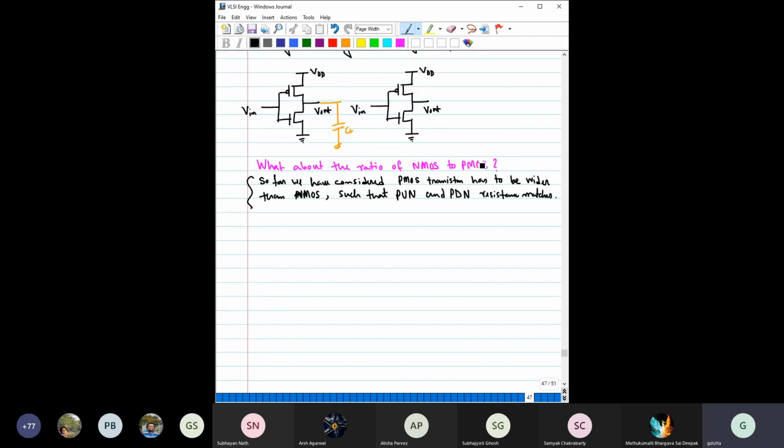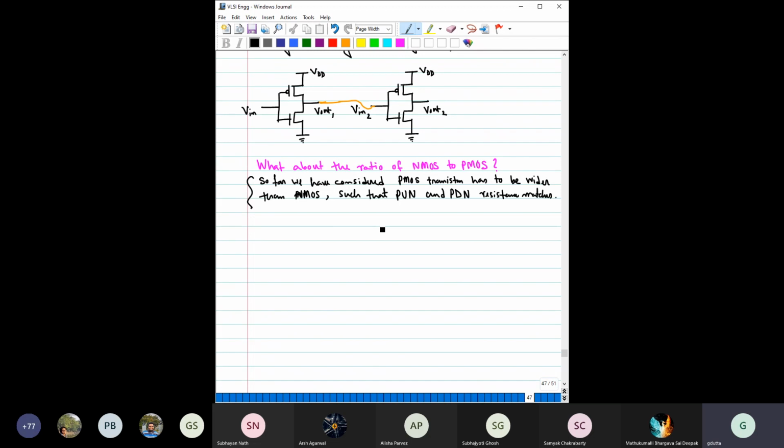So for that, let us say that these are identical inverters, and this inverter is driving another identical inverter. The same inverter it is driving. So this is the V in and this is the V out 1. This is the V in 2 then, and this is V out 2.